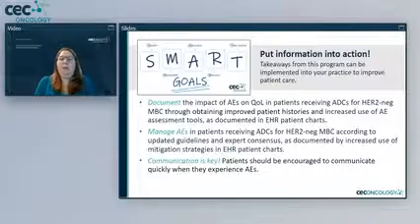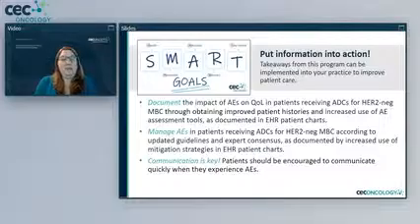And then after your talk today, we're hoping that you can use some SMART goals to put this information into action. SMART goals are specific, measurable, achievable, relevant, time-limited goals. So again, documentation. Document the impact of AEs on the quality of life of patients who are receiving the ADCs for HER2-negative metastatic breast cancer. And how do we do this? We really improve patient histories. We ask them what's going on. We increase the use of AE assessment tools and document all of our findings in the medical records of our patients. Manage the AEs in patients who are receiving these ADCs according to updated guidelines and expert consensus, making sure we stay up to date on that, as documented by increased use of mitigation strategies in our charts for our patients.